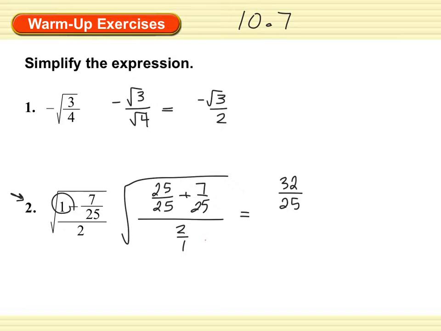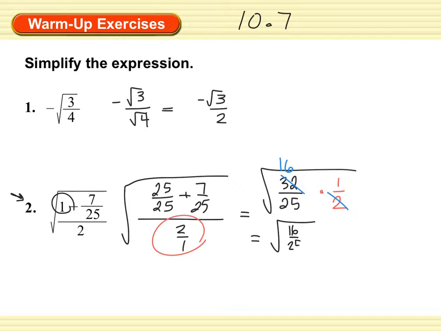But this denominator, I'm going to go ahead and change the division problem into a multiplication problem. Cool. Now the 2 can turn that into a 16. That means I have the square root of 16 over 25, which I can take the square root of and get 4/5. I do this a lot in our homework during this section.